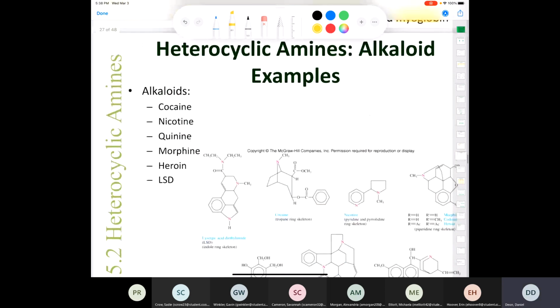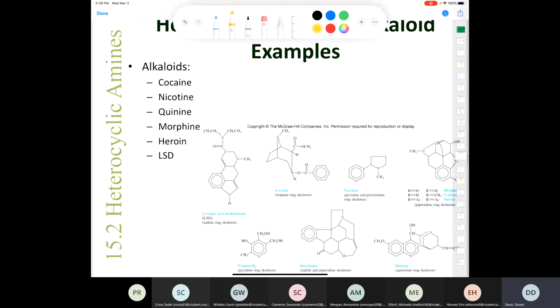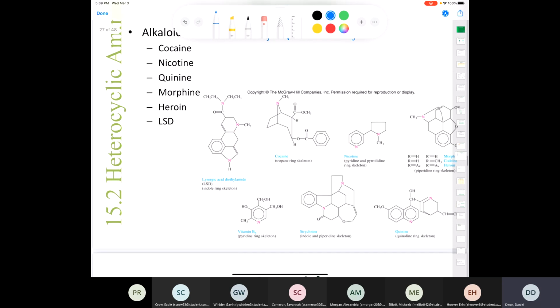Anyhow, next slide says heterocyclic amines alkaloid examples. If you've wondered what an alkaloid is, it's just a naturally occurring compound containing nitrogen. So you see all kinds of really interesting compounds here.